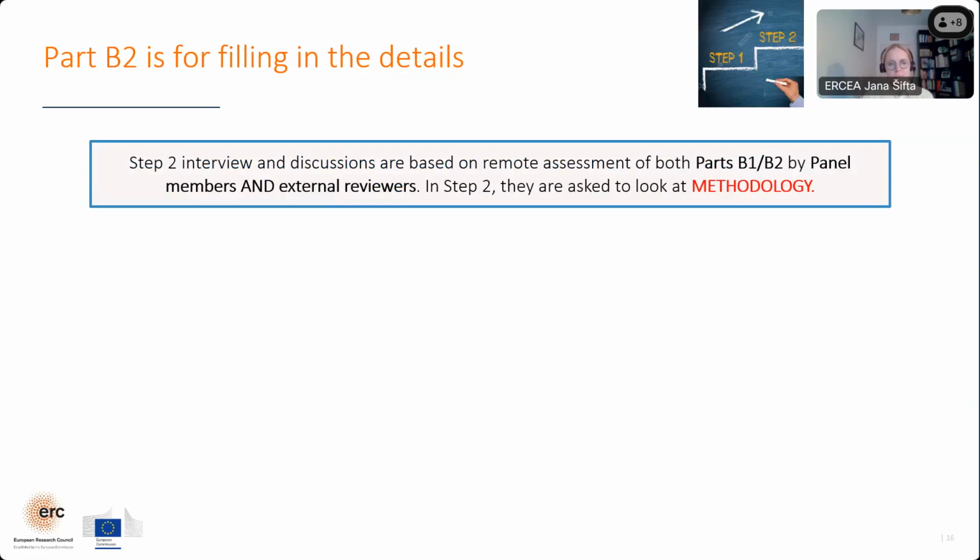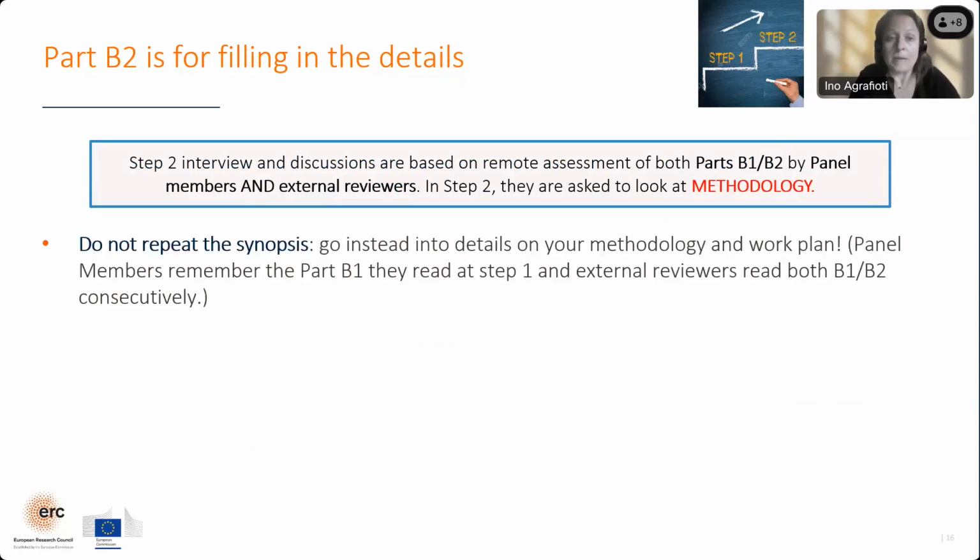Okay, so part B2 is for filling in the information. Step 2 interviews and discussions are based on the remote assessment of both parts B1 and B2 by panel members, and this time also by external reviewers who are experts in your field. In step 1, they are asked to look at methodology. Panel members have read part B1 very well at step 1, and in order for them to fight for you to go to step 2, now they know about part B1.